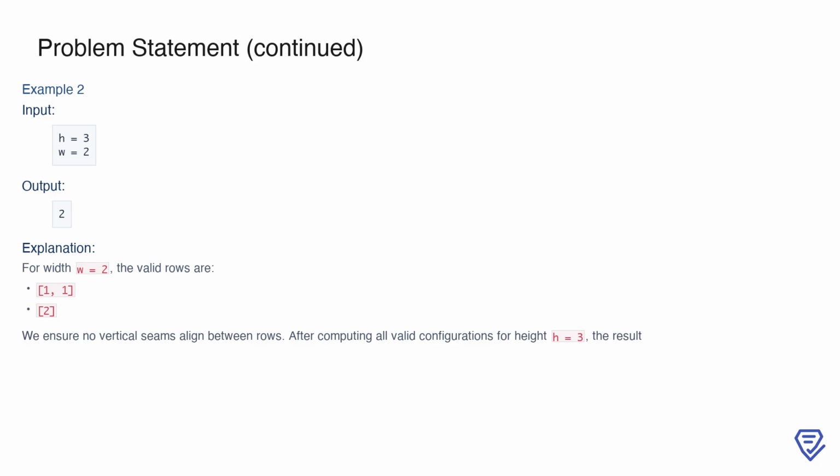Now consider another example where the height of the wall h is 3, and the width w is 2. For this width, the possible rows include 1, 1, where both bricks are of width 1, and 2, where a single brick of width 2 fills the row. When constructing the wall, rows must be stacked in a way that no vertical seams align between adjacent rows. After exploring all valid arrangements for 3 rows, we find that there are 2 distinct ways to construct a sturdy wall of height 3 and width 2. This gives us the output of 2 for this example.